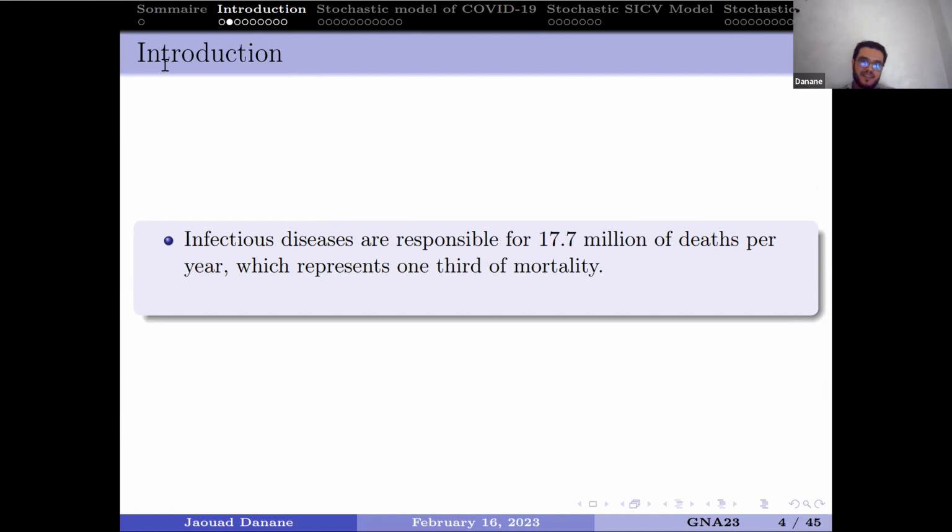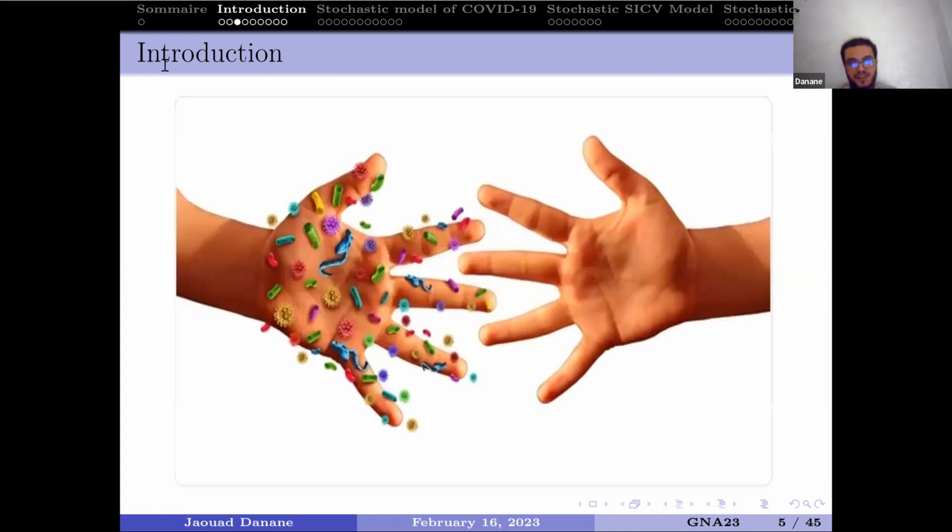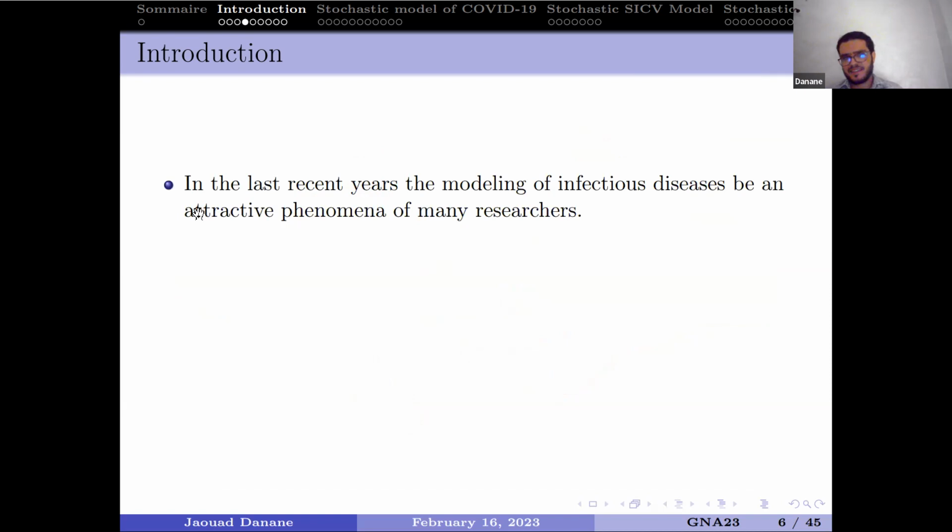Infectious diseases are responsible for 17.7 million deaths per year, which represents one third of the mortality. So these diseases represent a major global public health problem. The question here is, how can we control this spread? If we have a population infected by a virus, how can we control the spread of the infection? So the mathematical tools give some ways to control and study the spread of the infection, in order to research the strategy of vaccination, of controlling, of treatment, of isolation, and so on.